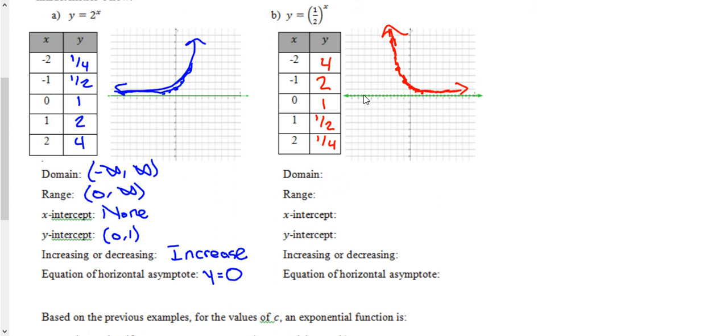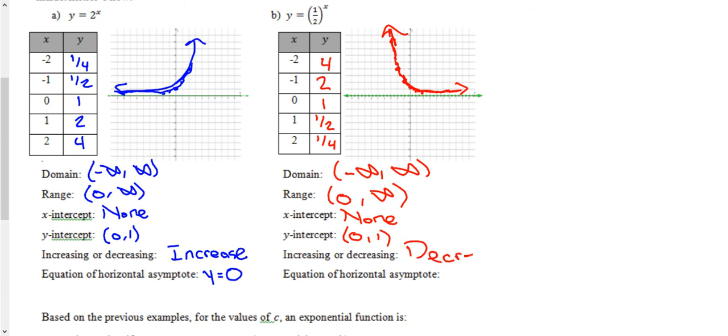The domain on this graph here, again, as far left as we're going, is to negative infinity, and as far right is positive infinity. So from negative infinity to positive infinity, there we go. Our range, the lowest we're going to go is 0, and the highest we're going to go is positive infinity, because of this end here, we're going upwards. Our x-intercept, we don't cross our x-axis, so we're going to have no x-intercepts. Y-intercept, we crossed at 0, 1. And in this case here, reading our graph left to right, we are decreasing. And our equation for our horizontal asymptote is going to be y equals 0.